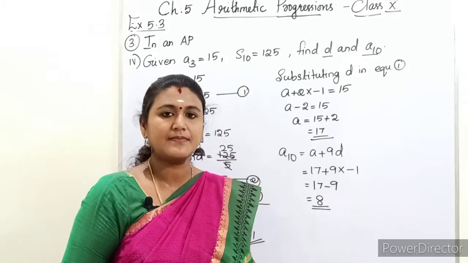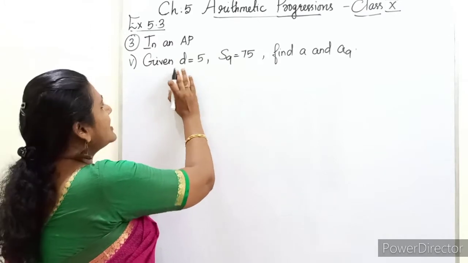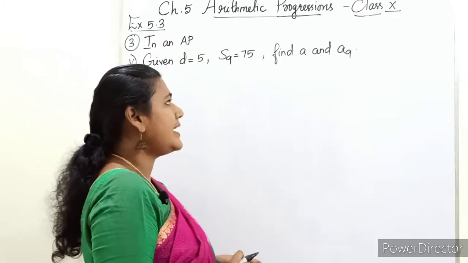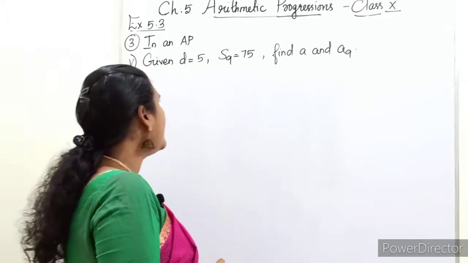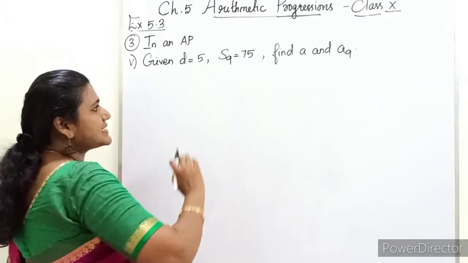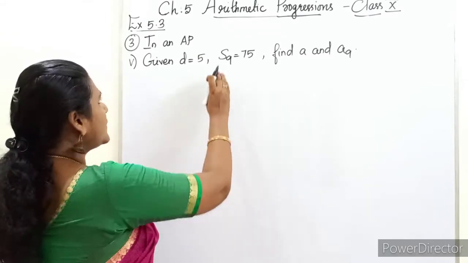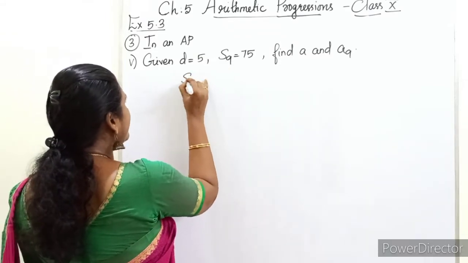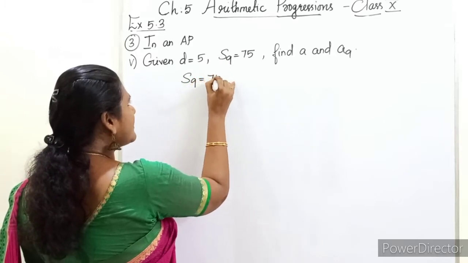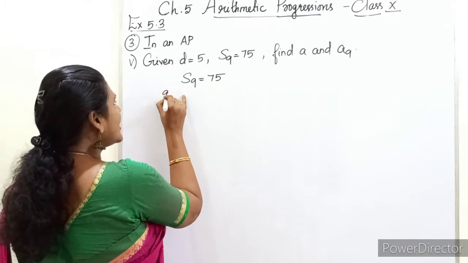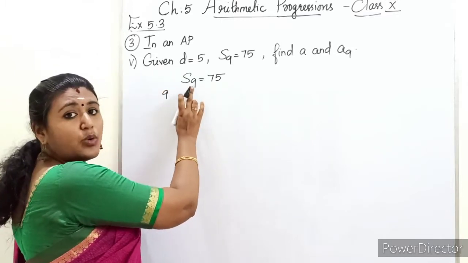Now the next question. Question number 5: given D is equal to 5, S9 equal to 75, find A and A9. So here in this question D and S9 are given, and we have to find the first term and the ninth term. So first we will take the S9 value, S9 is equal to 75. So we will substitute the formula, that is n by 2. What is the n value here? n is equal to 9.